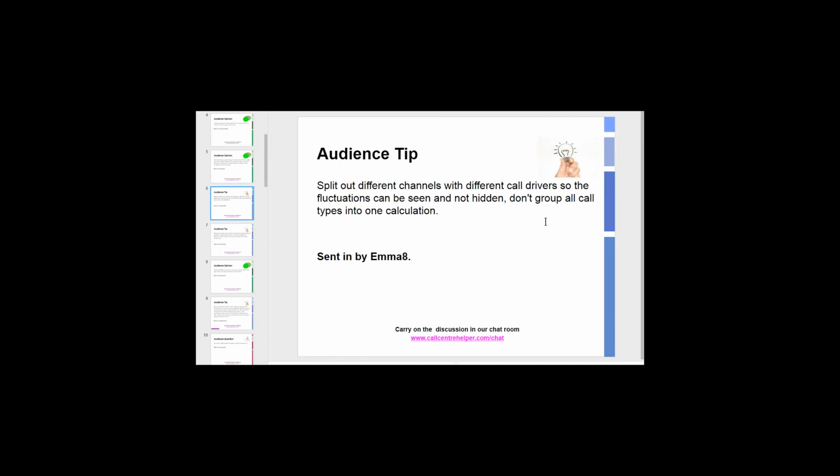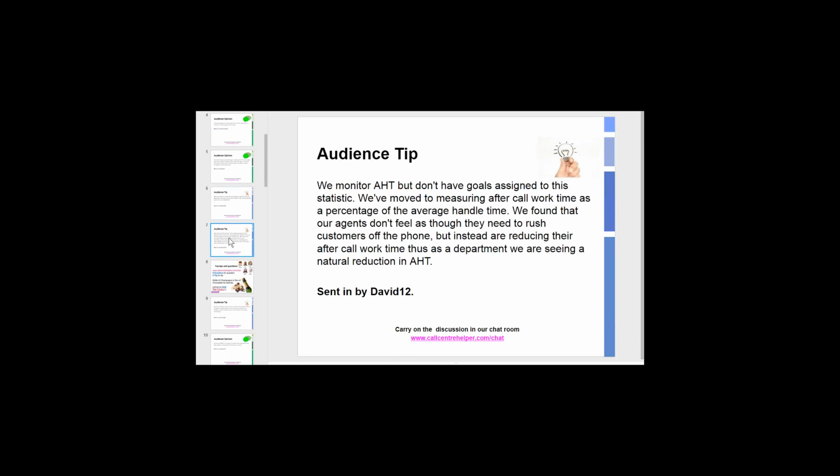We've had another tip in from Emma saying split out different channels with different call drivers so the fluctuations can be seen and not hidden, and don't group all call types into one calculation. And we've had another tip from David, who says in regards to workforce management, we monitor average handling time but don't have goals assigned to this statistic. We've moved to measuring after work time as a percentage of the average handling time. We found that our agents don't feel as though they need to rush customers off the phone, but instead are reducing their after work time. Across the department, we're seeing a natural reduction in average handling time.